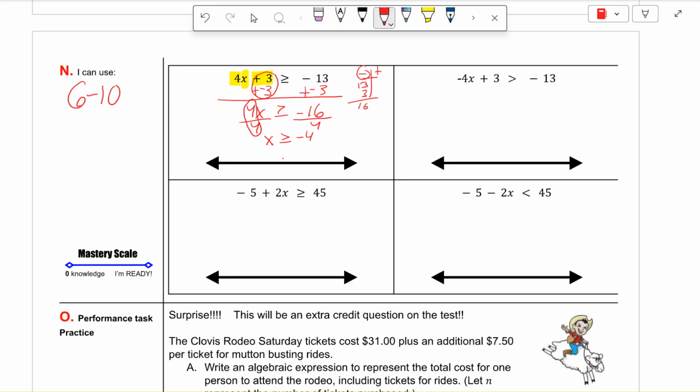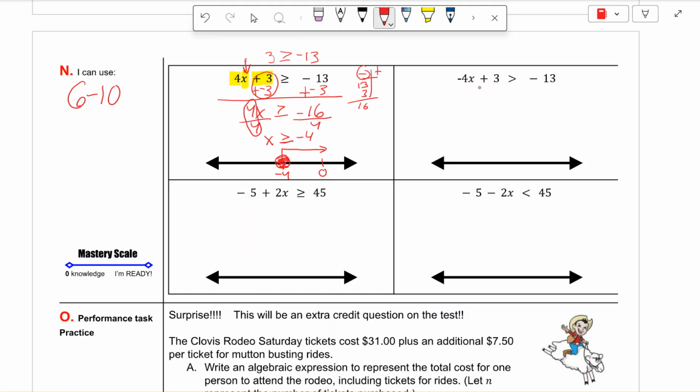Okay, so we'll come down here, we'll make a mark for negative 4, we'll circle it, and then we will determine that this is a closed point because it's "or equal to," so fill it in, and x is greater, so we go to the right for greater. Now what's something greater than negative 4? 0 is, so if we put a 0 right here, let's see if it works. 4 times 0 is 0, and 0 plus 3 is 3. Is 3 greater than or equal to negative 13? It sure is, so you know your answer is correct.